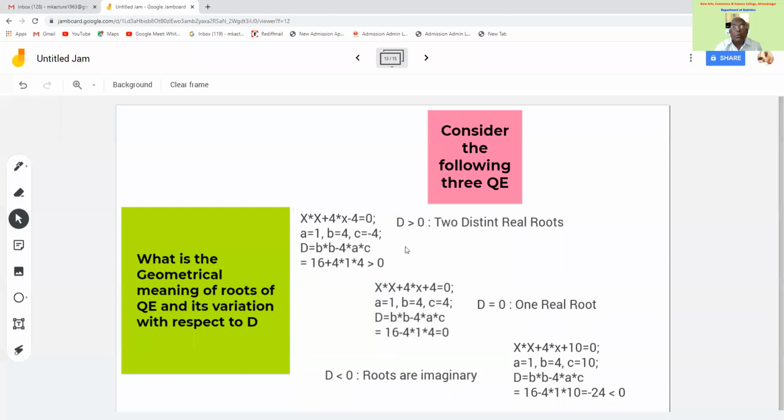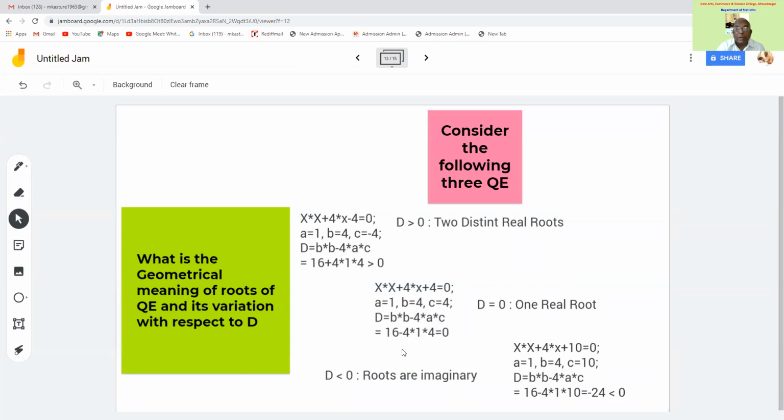C equal to minus 4. And if you compute d, which is b square minus 4ac, you will find that it is 16 plus 16, that is 32, which is greater than 0. In that case, our conclusion is there will be 2 distinct roots.